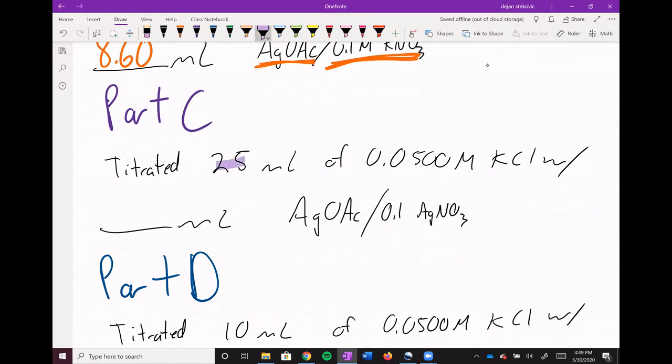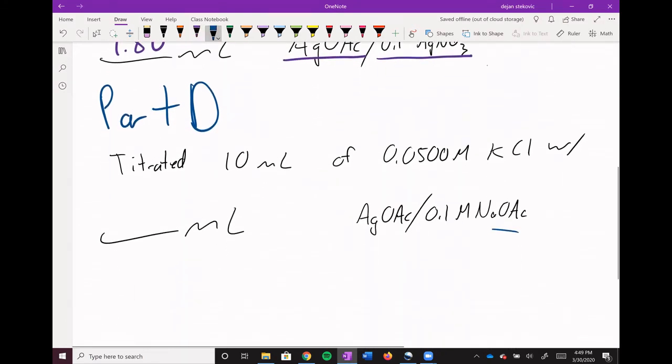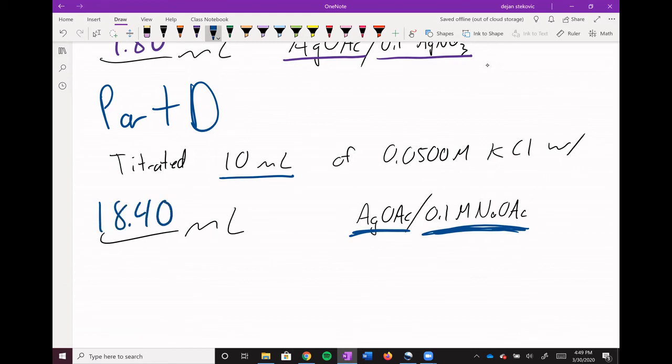In part C, you got to be a little bit careful. You're titrating actually 25 mils of this KCl. And this time you're doing it with this silver acetate and silver nitrate combo. So silver, right? We'll say that this took 9.80 mLs to complete to the endpoint. And then in part D, be careful, you're back to the 10 mLs here, and this time you're using silver acetate and 0.1 molar sodium acetate, right? So common anion there. And we're going to say that this took 18.40 mLs to completely titrate.